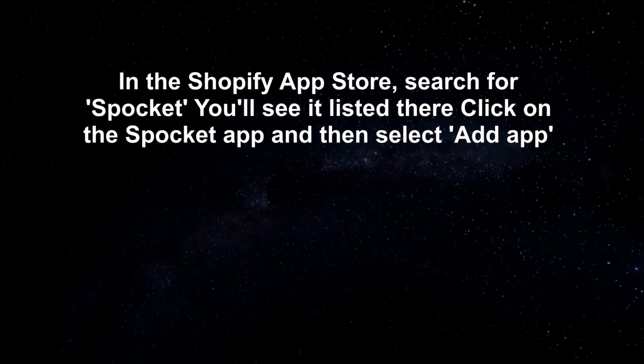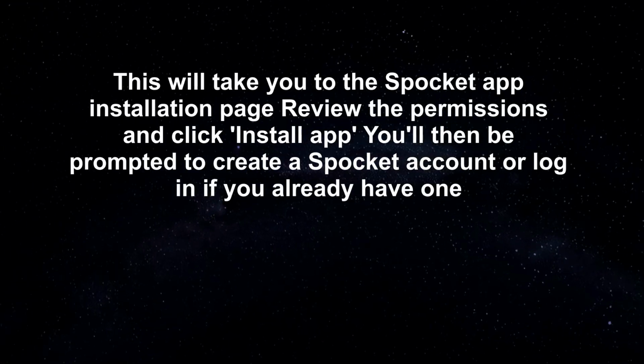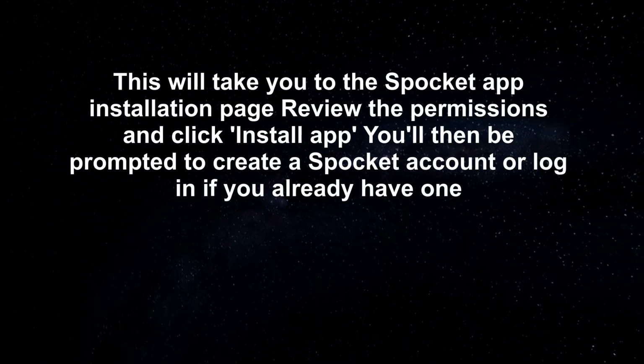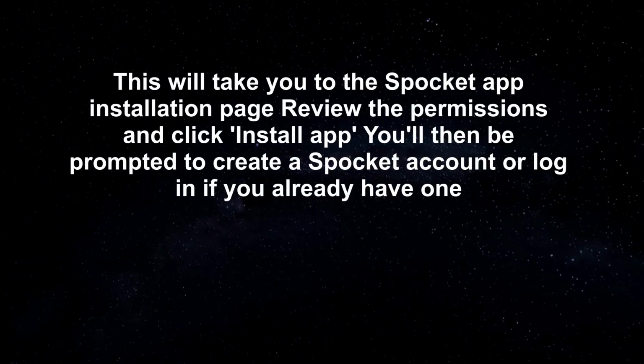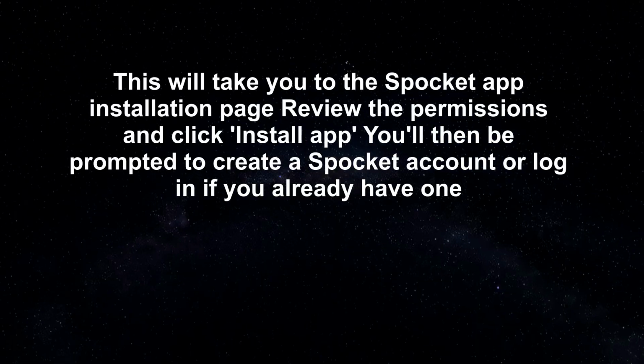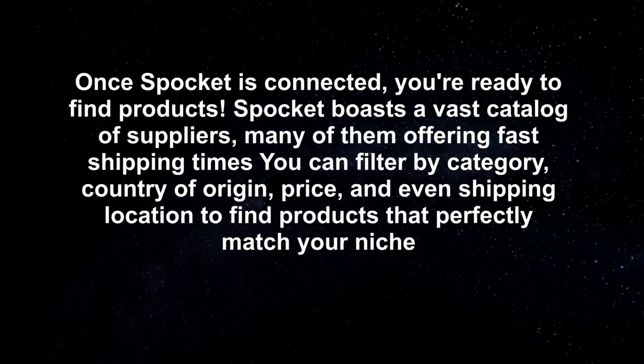Click on the Spocket app and then select Add App. This will take you to the Spocket app installation page. Review the permissions and click Install App. You'll then be prompted to create a Spocket account or log in if you already have one. Once Spocket is connected, you're ready to find products.